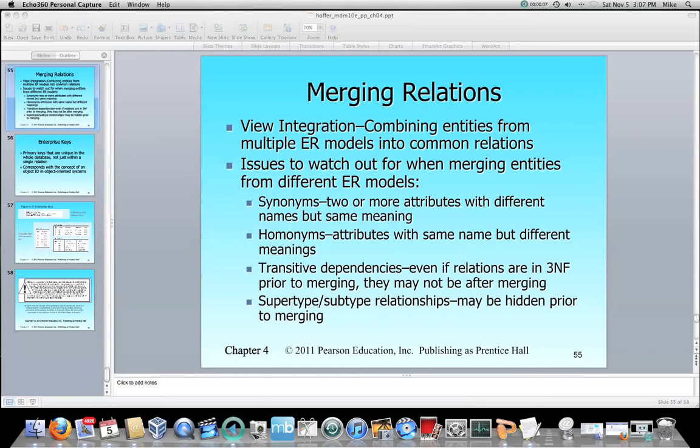So, as we've been talking about through the normal forms, most of the time what we're doing during that process is we are taking larger entities and breaking them down into smaller entities to avoid what are known as update anomalies and deletion anomalies and insert anomalies. Here, the author wants to touch on the concept of merging relations.